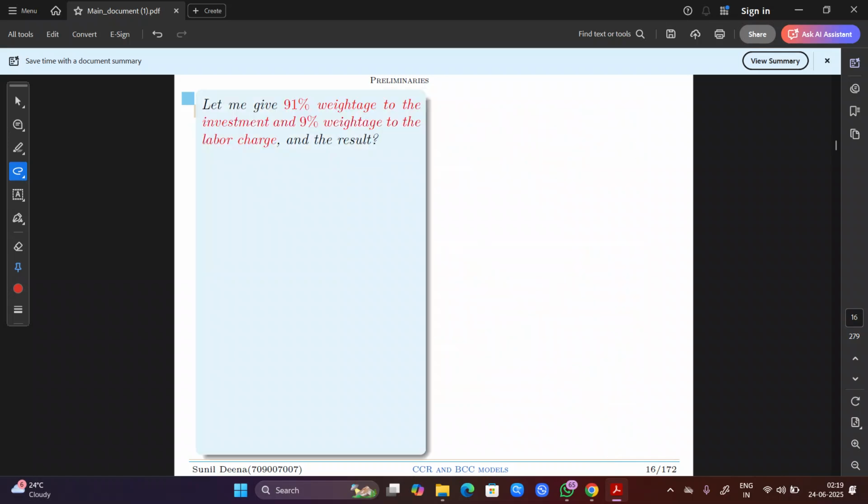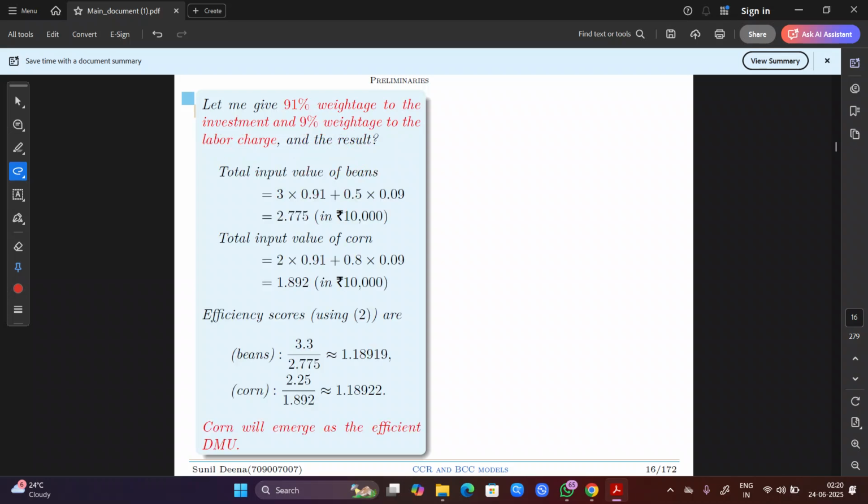Next slide. Let me give 91 percent weightage to the investment and 9% weightage to the labor charges, and see the result. The farmer is thinking that I am giving 91 percent to the investment and only 9 percent weightage to the labor, because even with 9 percent I am happy with my profit. And we will see the result. After the calculation, corn emerges as the efficient DMU.